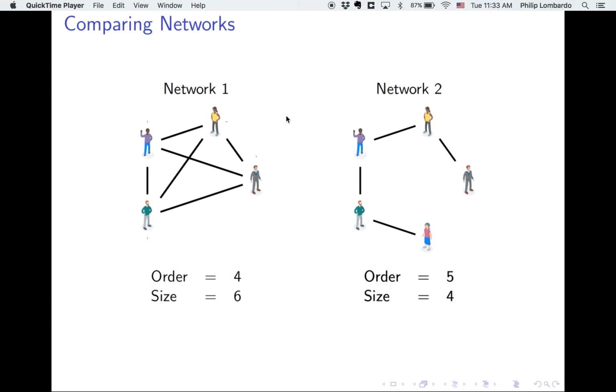If we restrict our attention to social networks, where nodes are people and, say, edges are friendships, then the order simply counts up the total number of people involved inside of the network, and the size counts up the total number of friendships involved.